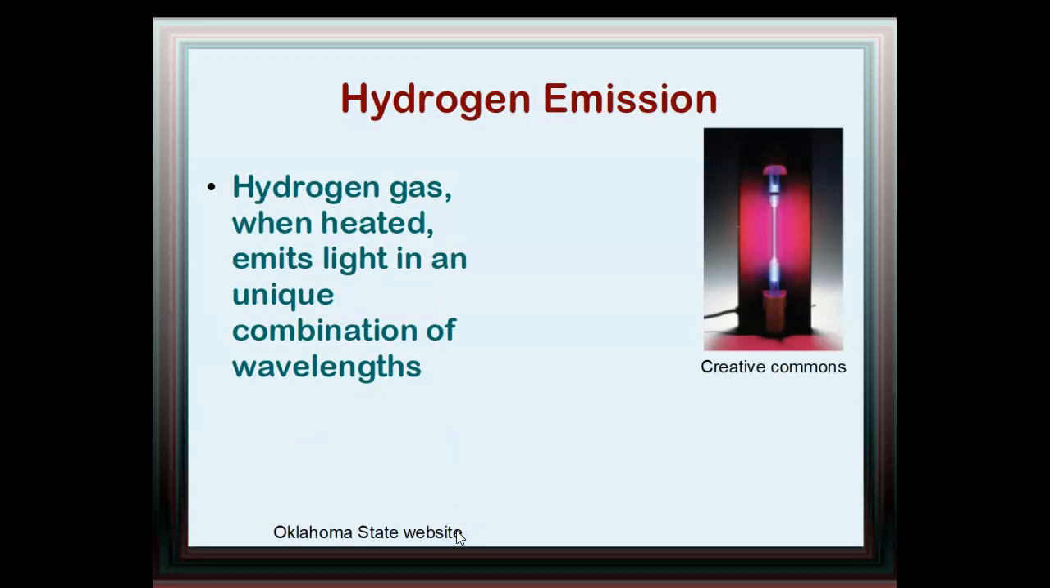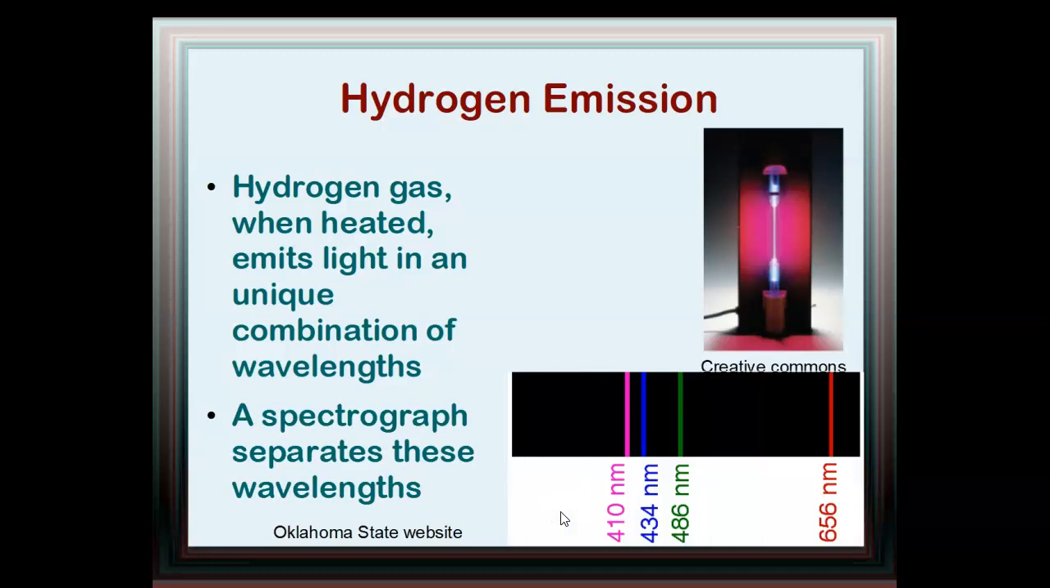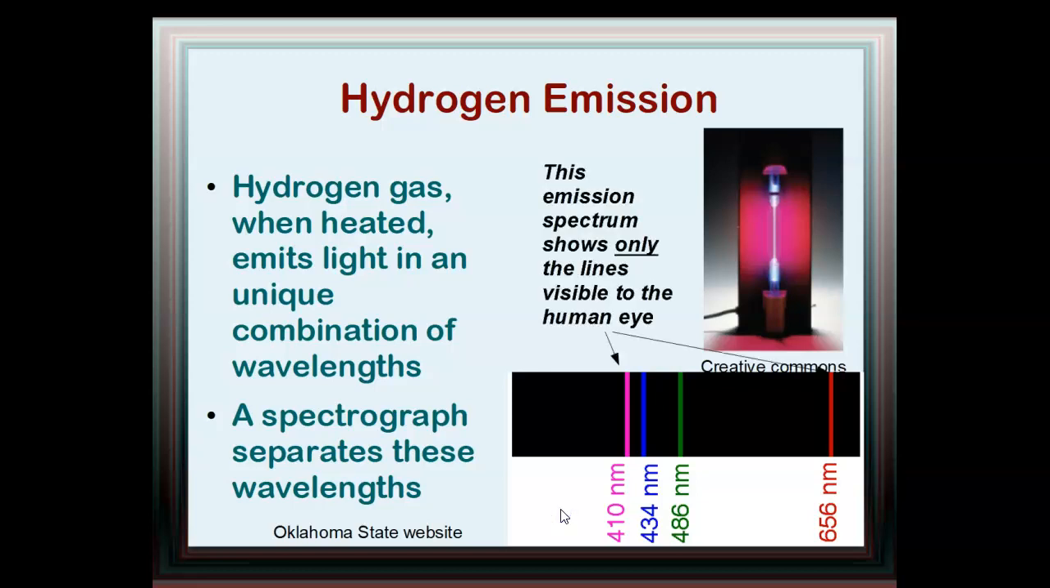Hydrogen gas, when heated, emits light in a unique combination of wavelengths. A spectrograph, when you point it at the tube as it is emitting light, will separate the various wavelengths, and you can see the wavelengths here for the hydrogen emission. Now, this spectrum shows only the lines visible to our retina and brain. There are also lines on the left and the right of the ones you see here, and we'll see that complete spectrum later on in this slide series.